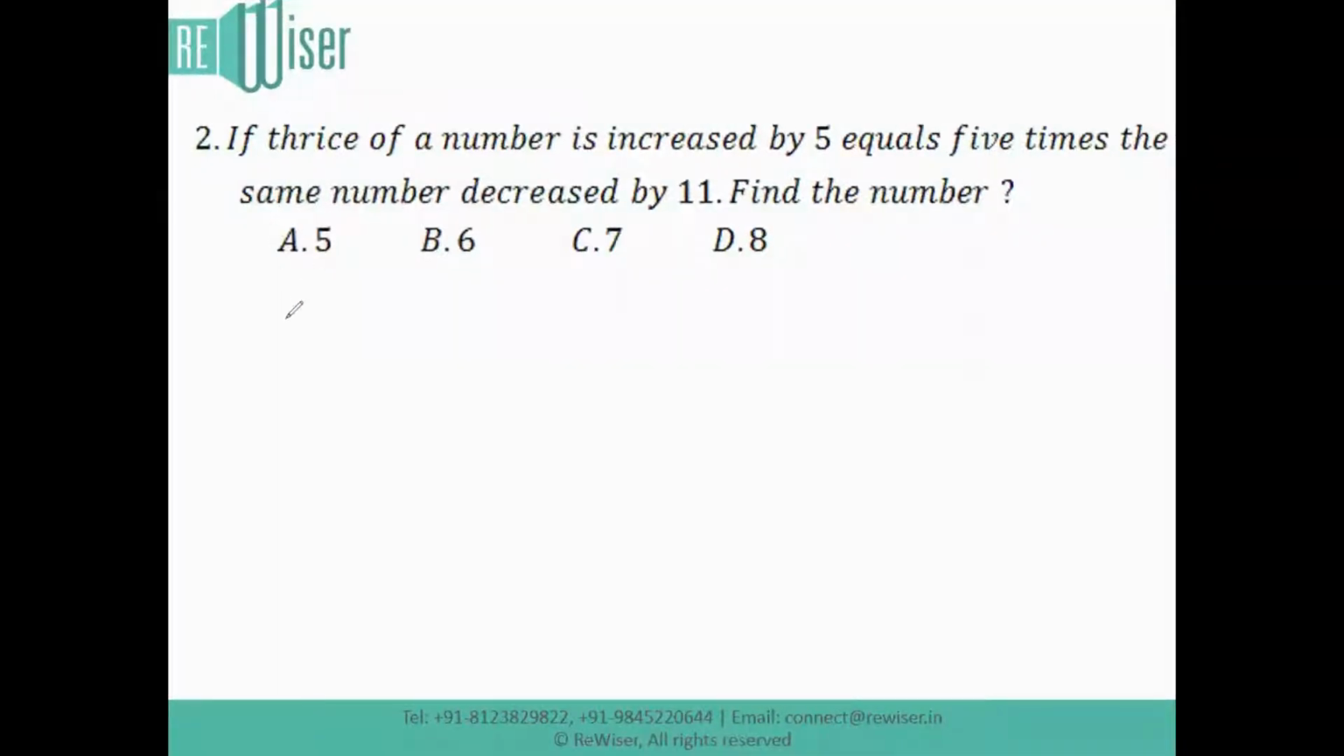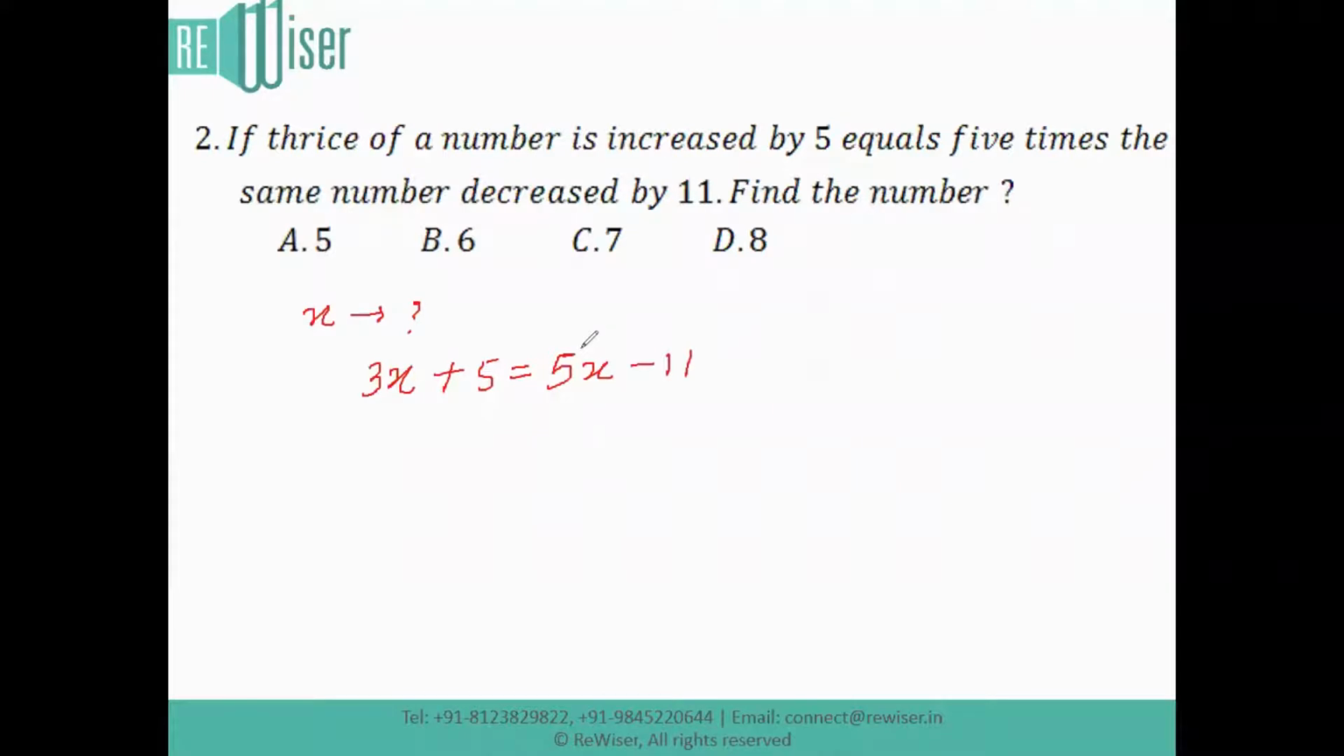In this sum, let x be a number we need to find out. And they have given thrice a number. So that means thrice a number is 3 times x, increased by 5. Increased by means it is added with 5, is equal to 5 times the same number. The number is x, and decreased by 11. So this is what is going to be your equation.